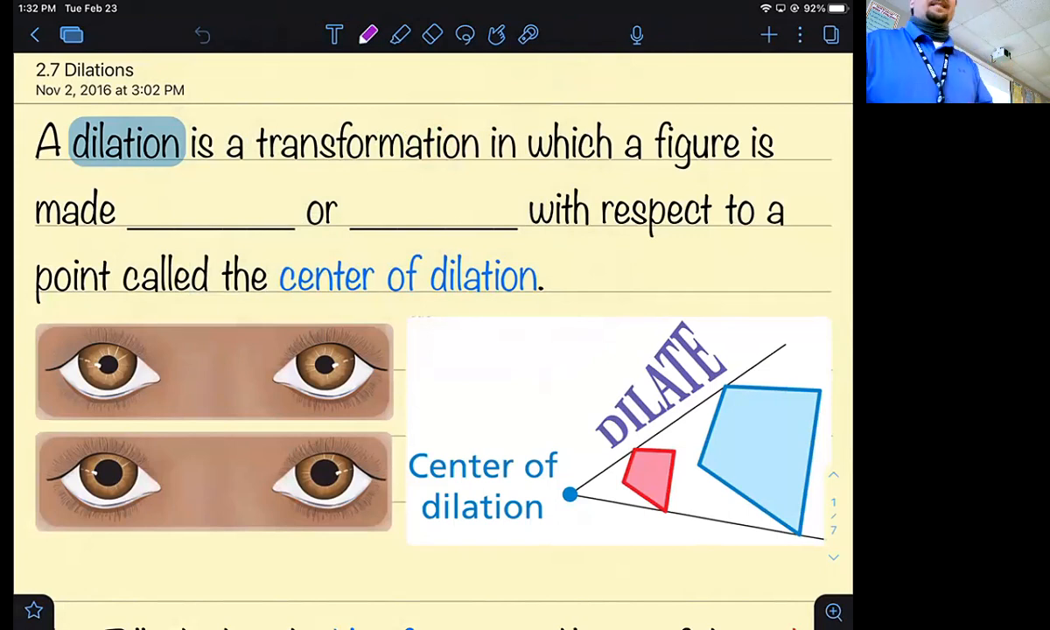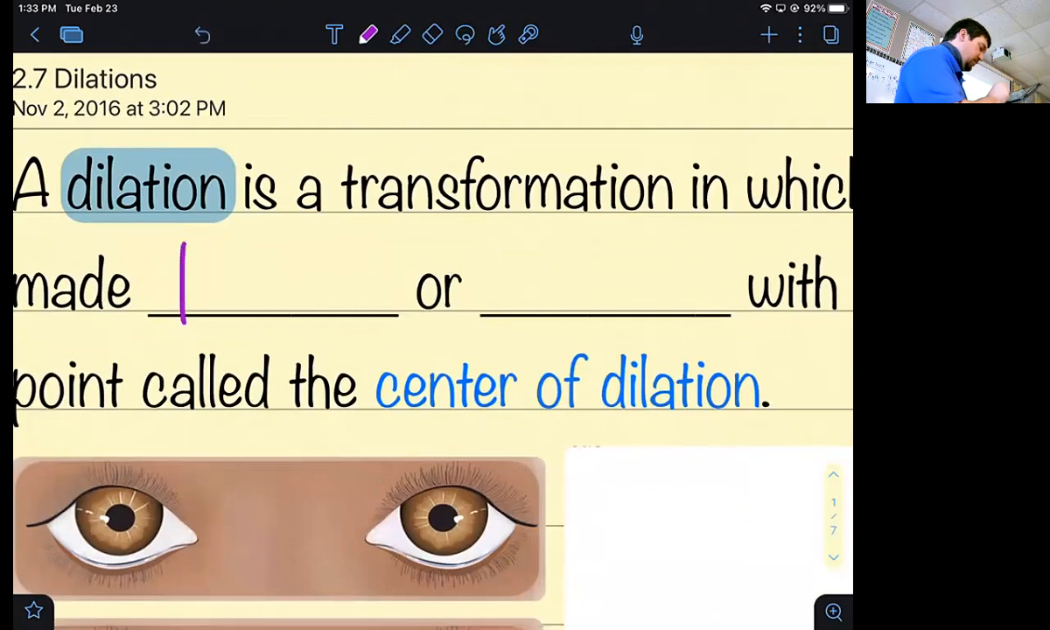We learned yesterday that similar figures have the same corresponding angle measurements, but those corresponding sides are proportional. They've been changed, but not randomly. They didn't just add 6 to everything. They multiplied by 2, or they multiplied by half, or something like that. So a dilation is a transformation in which a figure is made larger or smaller.